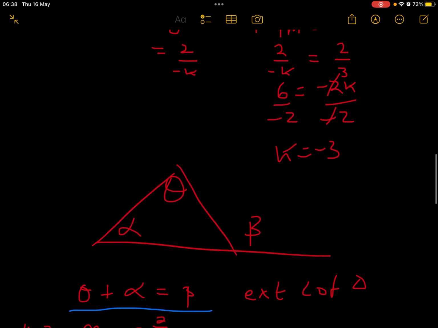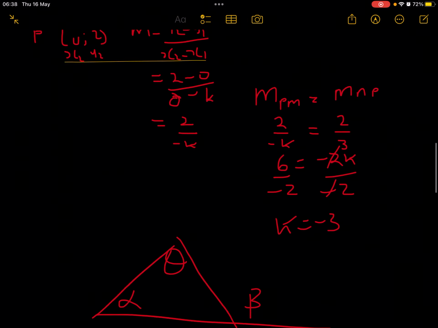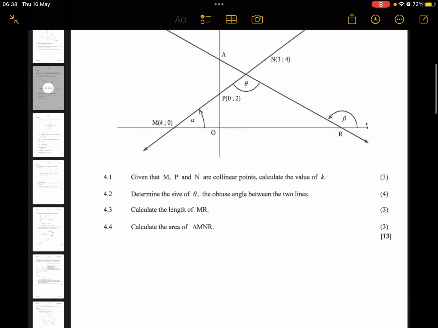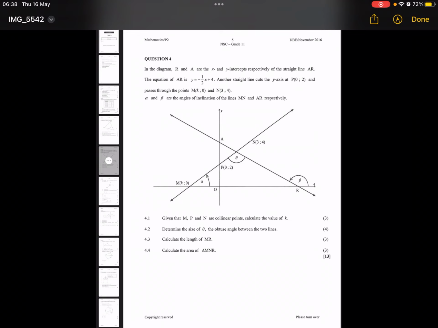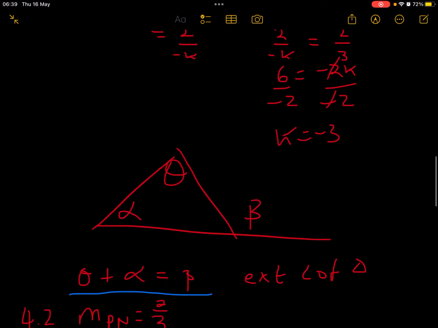Now we already got K. Let me go back to the question. I cannot scroll through this picture. Calculate the length of MR. Remember that we calculated K here, and R is a point in the straight line of AR, which is the x-intercept. Now, for the x-intercept, we let y be 0. So we first have to calculate the coordinates of R.